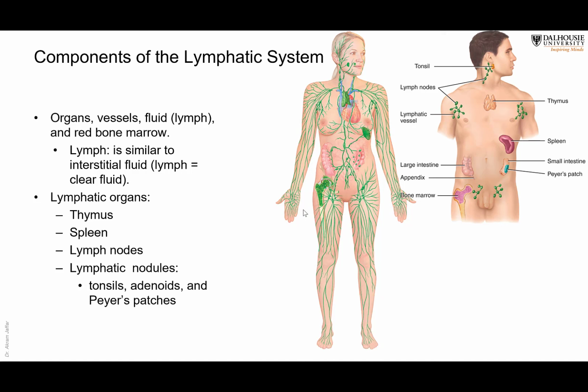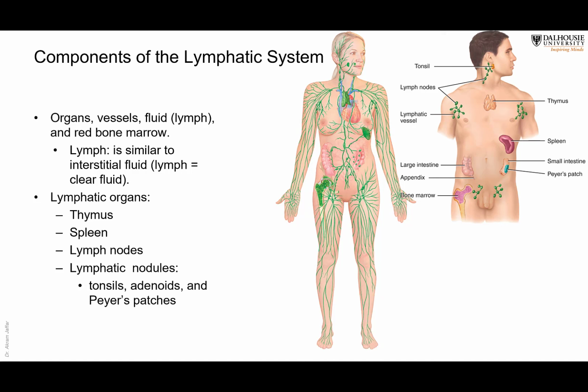Lymphatic organs include some of them you are familiar with, like the thymus here in the thorax, the spleen, which is located in the abdomen, and then we have multiple groups of lymph nodes and lymphatic nodules. The lymphatic nodules are different from lymph nodes in that they are present in the wall of certain structures. Like, for example, they are present at the beginning of the respiratory and digestive passages, like the tonsils, and they are not covered by connective tissue. They look like lymph nodes. The name indicates as if they are lymph nodes, but they are nodules.